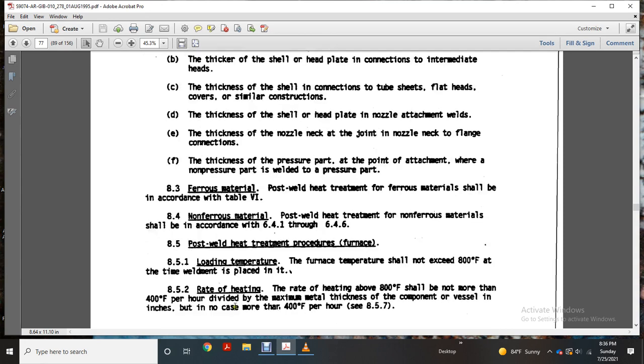Post-weld heat treatment performance of the furnace at the load temperature for the furnace temperature for the bushel length is 800 degrees Fahrenheit at the time of the weld is placed, and at rate of heating above 800 degrees shall not be more than 400 degrees per hour divided by the maximum metal thickness of the component of the vessel in inches, but in no case more than 400 degrees Fahrenheit per hour.